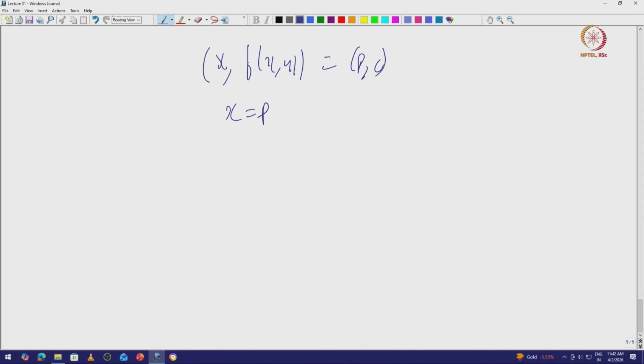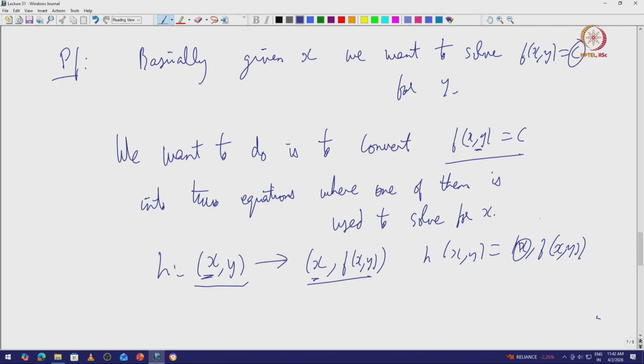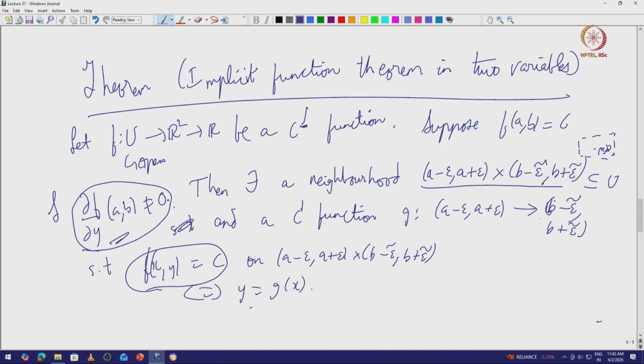So x equals p, f(x, y) equals c, which means f(p, y) equals c if and only if y is a C1 function of (p, c), which is a C1 function of (x, c), because x and p are one and the same. So in fact, we have proven the inverse function theorem, and we have proven something even stronger.